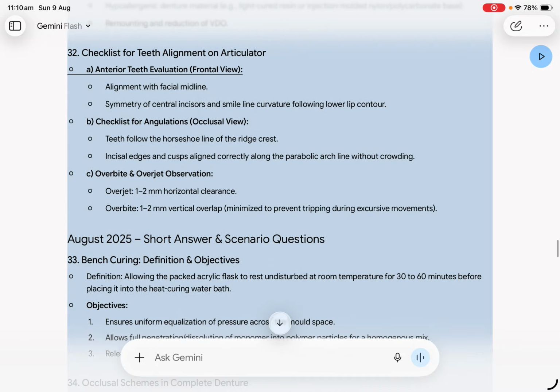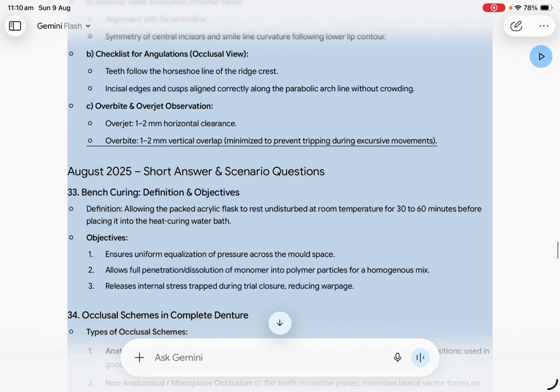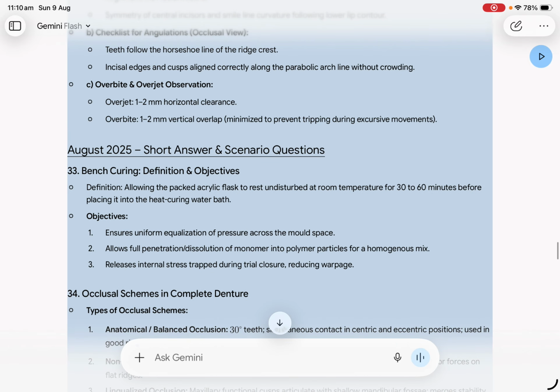C. Overbite and overjet observation. Overjet, 1-2 mm horizontal clearance. Overbite, 1-2 mm vertical overlap. Minimize to prevent tripping during excursive movements. August 2025, short answer and scenario questions.